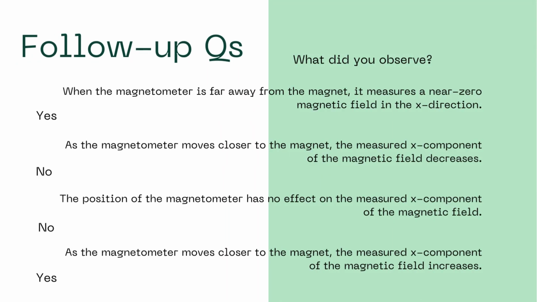To conclude this presentation, I'll answer the following questions about the observations. The only observations of these 4 that hold true are that the magnetometer measures a near zero magnetic field in the x direction when it's far away from the magnet, and that as the distance between the magnetometer and the magnet gets smaller, the measured x component of the magnetic field increases.